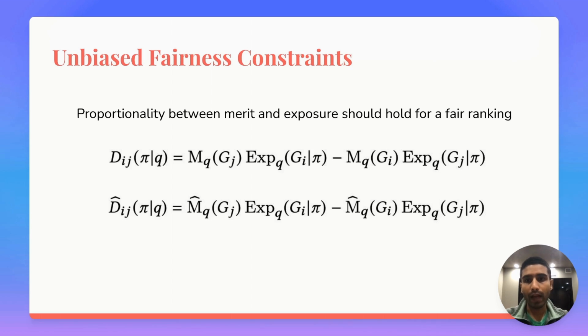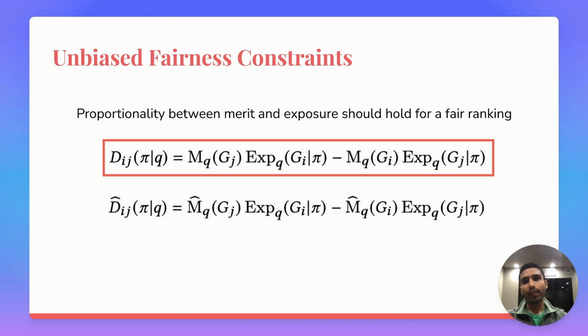Next, we'll talk about unbiased fairness constraints. As a first step, we define the merit of an item as its relevance. The exposure of an item in a ranking is the probability of the user examining the item in the ranking. The exposure term here is the expected exposure over all possible rankings, and the exposure of a group is simply the aggregate of exposure of the group members. The disparity term here formalizes the principle that proportionality between merit and exposure should hold true for a fair ranking.